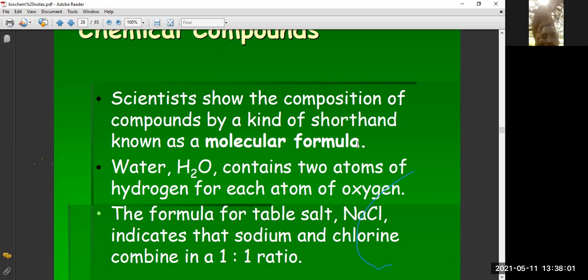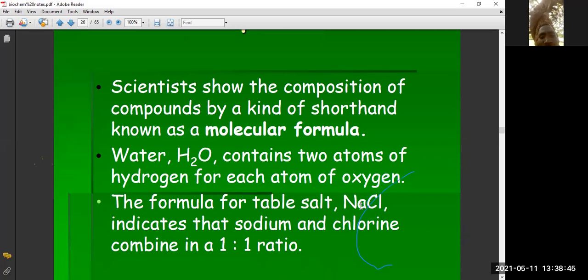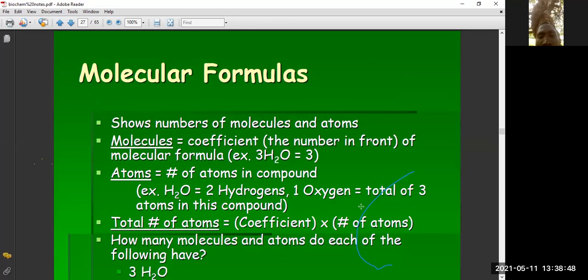Okay, I proceed. So the formula for table salt, which is sodium chloride. It indicates that sodium and chlorine combine in a 1-to-1 ratio. Unlike water, a chemical compound made of hydrogen and oxygen, showing that 2 atoms of hydrogen for each atom of oxygen. There's a 2 there, but when you look at sodium chloride, there is no atom number showing anywhere. So it means the combination of these 2 is in a 1-to-1 ratio. So molecular formulas show numbers of molecules and atoms.